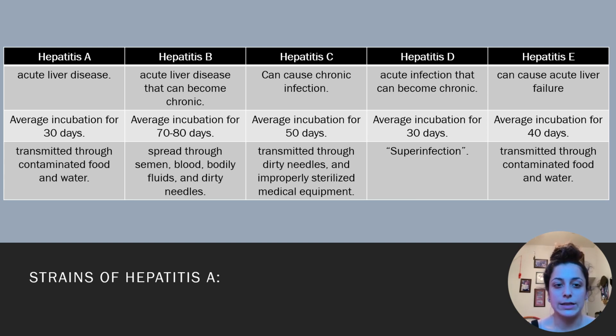And so hepatitis D is a very distinct strain of hepatitis virus. You can only develop hepatitis D when someone already has chronic hepatitis B infection. So hepatitis D affects an individual with a chronic hepatitis B. This is now known as a superinfection. And so hepatitis D is an acute infection that can ultimately become chronic.